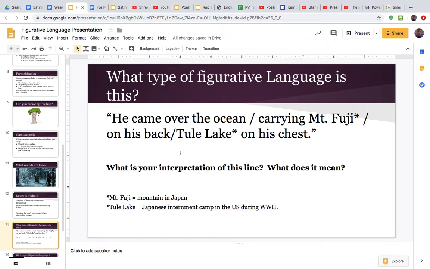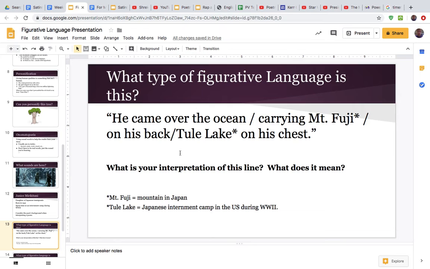I'm going to share my ideas. I want to be really clear that I don't have answers here. I've never met Janice. This is just my interpretation. My interpretation is no better than yours. Well, when it says he, they must be talking about the dad, the father. And he came over the ocean. I think that he's immigrating from Japan to America. So he came over the ocean and he was carrying Mount Fuji.